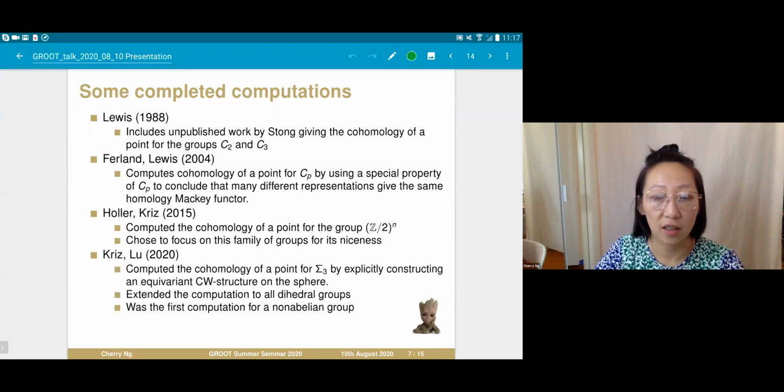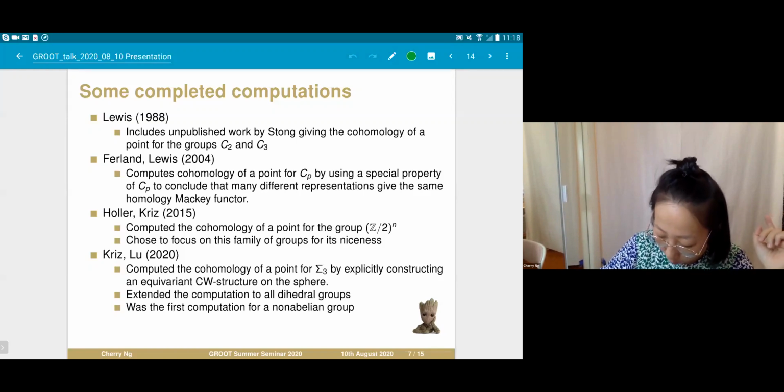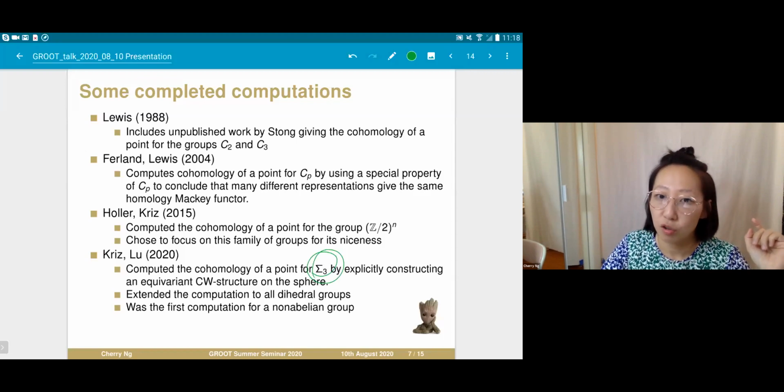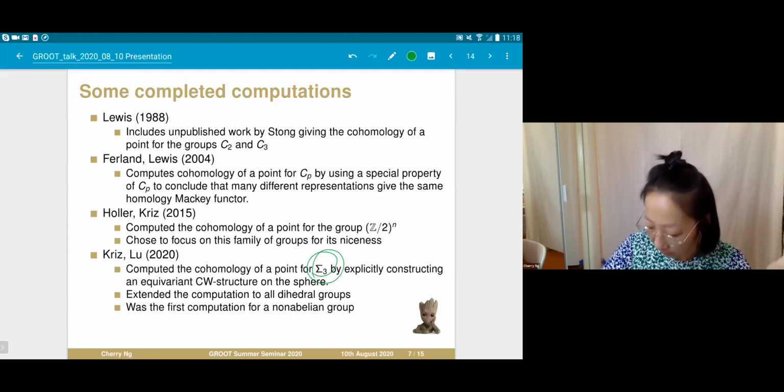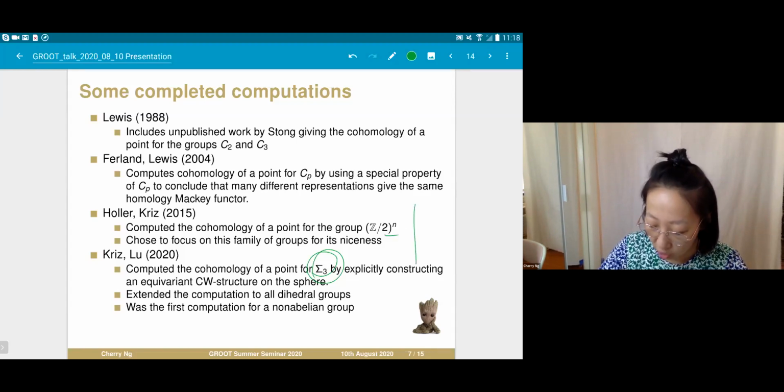And then just 2 days ago, I saw a paper. It didn't come out 2 days ago. That's when I saw it. That computes the cohomology of a point for the permutation group S3. And they do it by explicitly constructing an equivariant CW structure on the sphere. So S3 also lives a double life as a dihedral group, as the symmetries of a triangle. And so they treated, oh, that's not a good triangle, is it? Oh, that's a fine triangle.